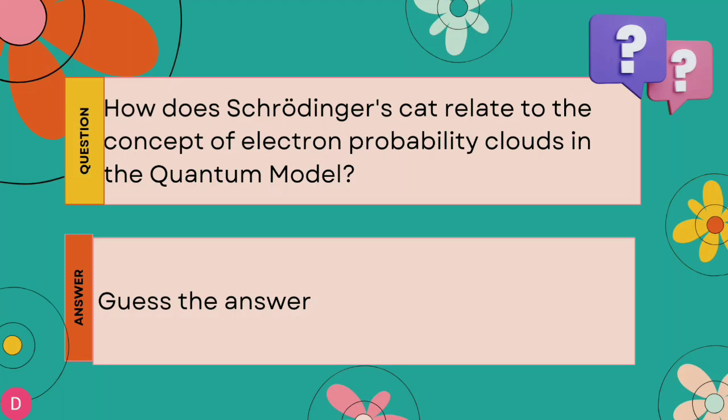Question. How does Schrödinger's cat relate to the concept of electron probability clouds in the quantum model? Guess the answer.